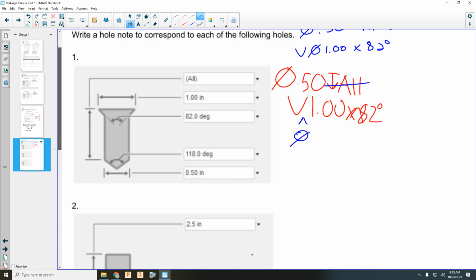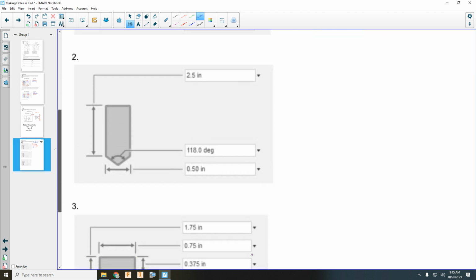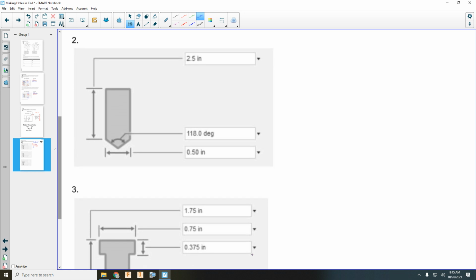Okay, all right. Second one. That one's a little simpler, no pun intended. Oh, Gaspar thought that was funny. Because what type of hole is it? A simple hole. Okay, write your hole note.